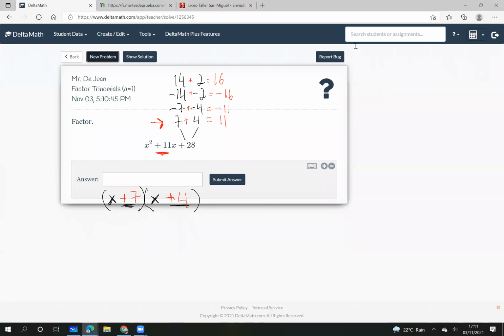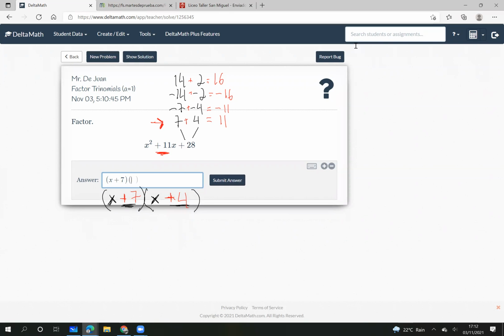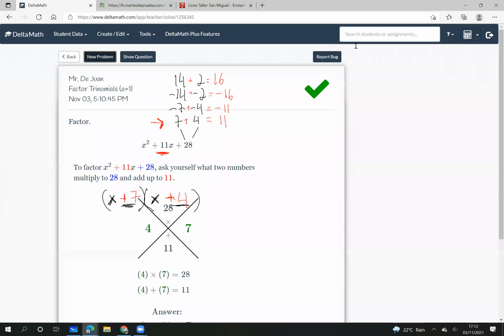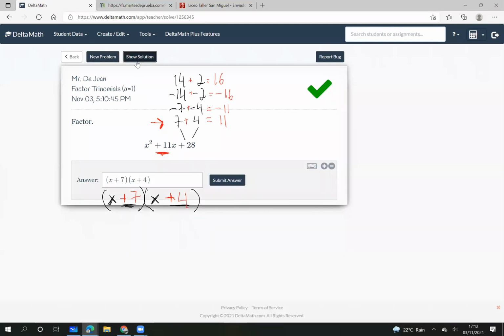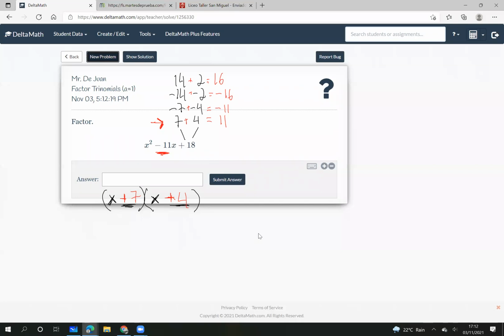Okay. So I put in here x plus 7, close brackets, open brackets. X plus 4. Close brackets. Whoops, what am I doing? What have I done here? Okay, open brackets. X plus 4. Close brackets. Check. Let's do one more. Let's do one more where we have a negative. Okay, there we go. Here's a negative. Perfect. So let us take a look at this one more time.